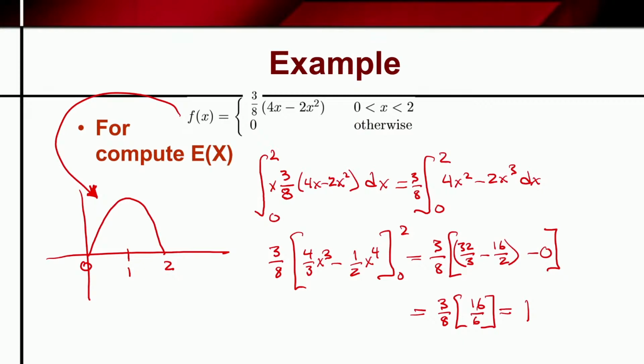So the variance, though, you know how to do it. You've done this in discrete random variables. So it's the same thing with continuous. You're going to do the expected value of x squared.